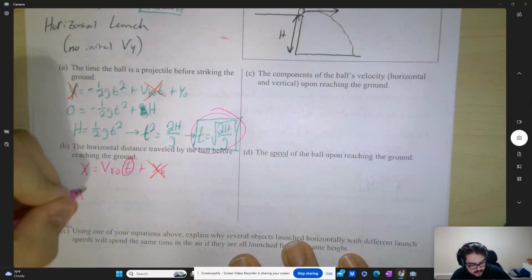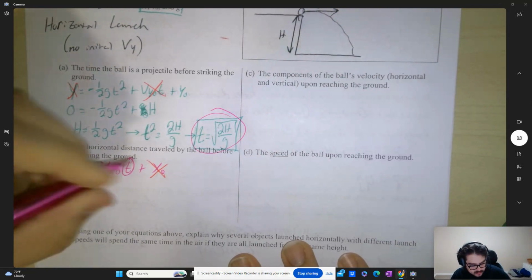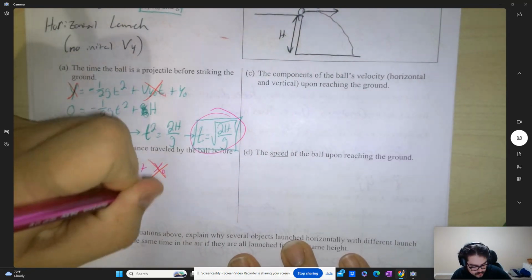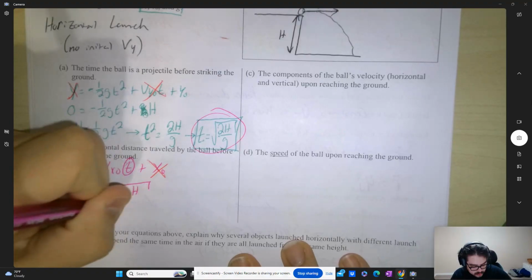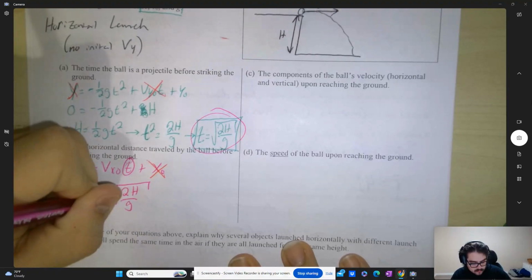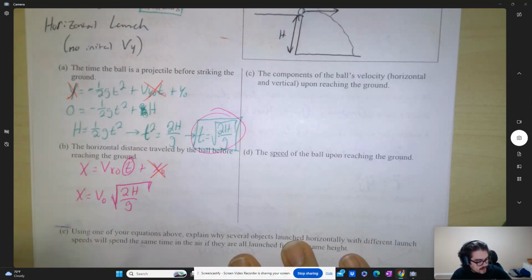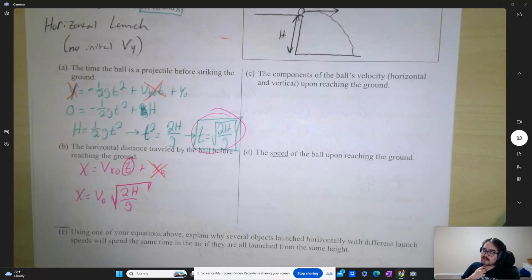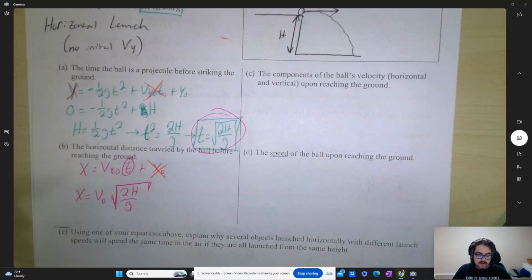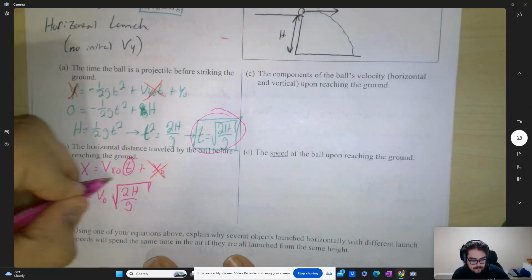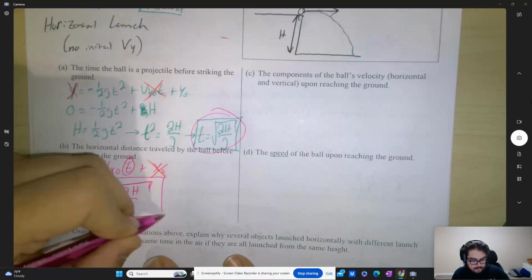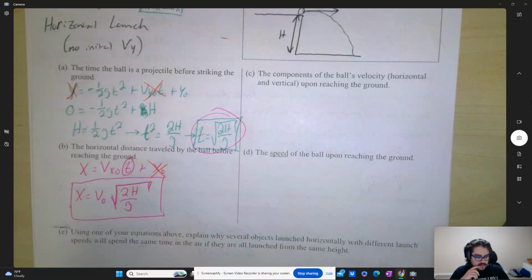So I would have to do x equals v naught times root 2h over g. Okay? And in physics 1, I give this equation with d for distance instead of x, but either one is fine. The physics 1 kids had to linearize that in some of their labs.